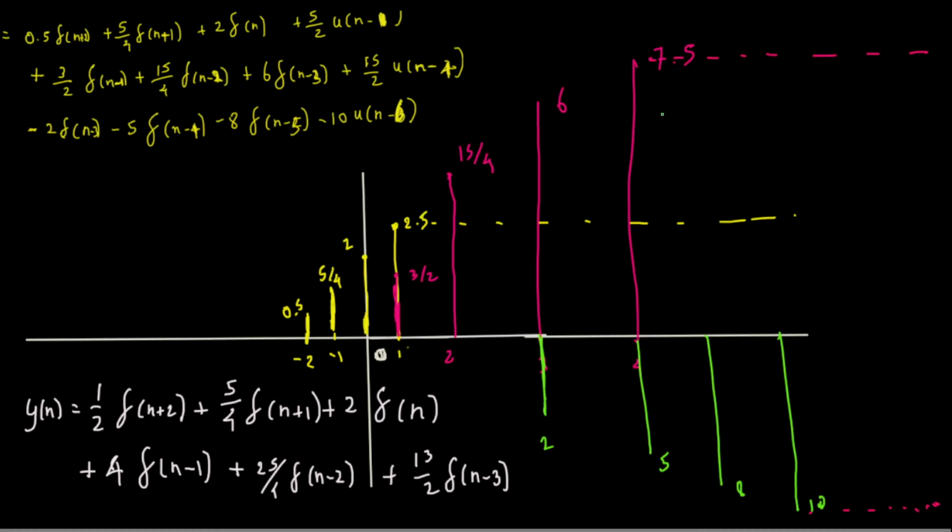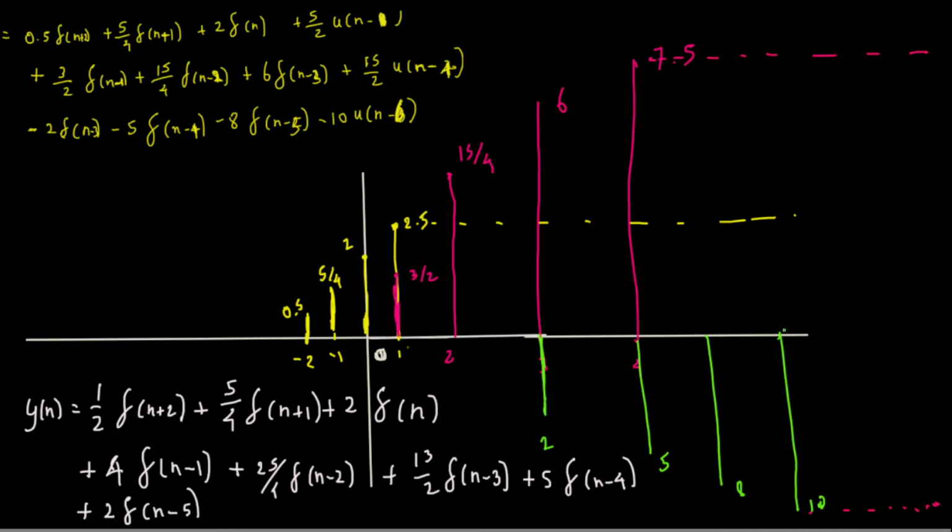And if I go to the next one, we have 7.5 here, and we have 2.5. So this is going to make it 10, and 10 minus 5, that's going to be 5. So here we're going to have 5 delta of n minus 4. And then here, we have taken care of minus 4, that is over here. Then if we go to this one, here we have a unit step function affecting and another unit step function affecting, so totally 10. 10 minus 8 is 2. So we're going to have 2 delta of n minus 5.